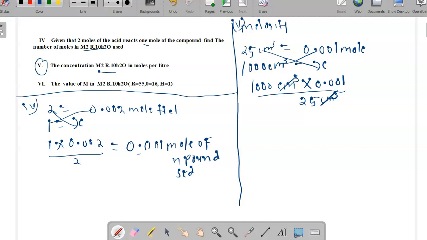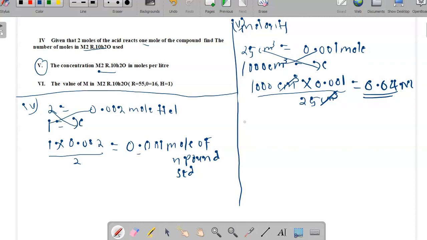Then when we multiply this one, this one 1000 times 0.001 divided by 25, we will get the molarity of the acid is equal to 0.04 molar. Sorry, the molarity of the compound. The molarity of the compound is 0.04 molar. So that's how you do it in Roman 5.